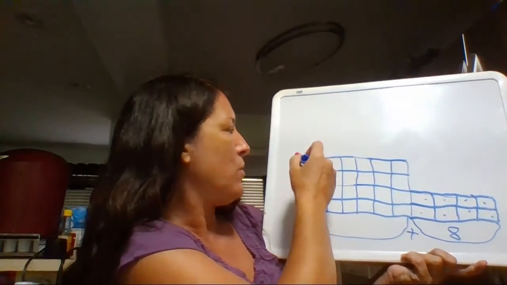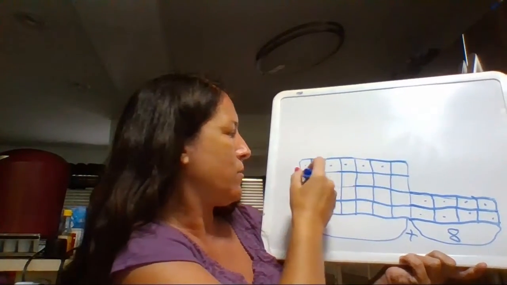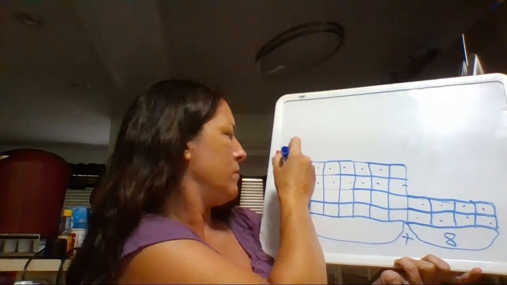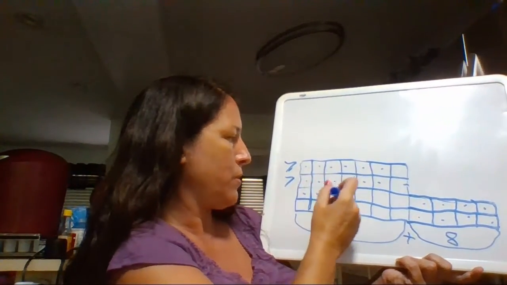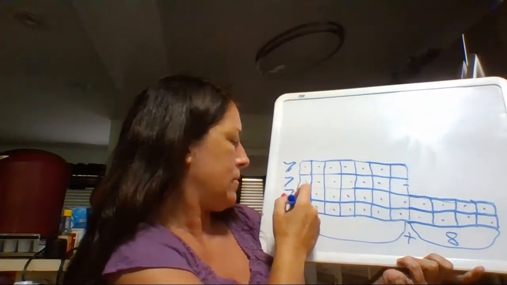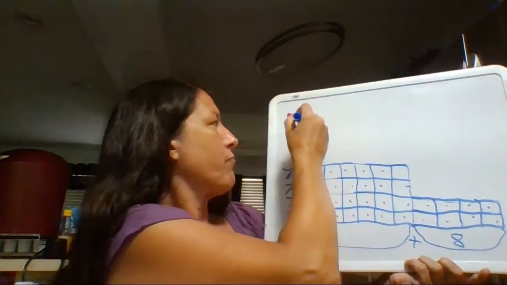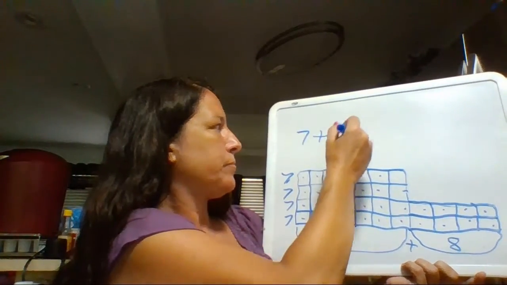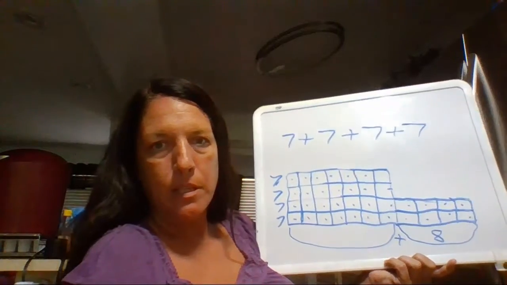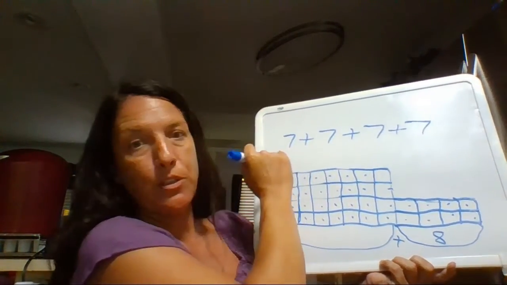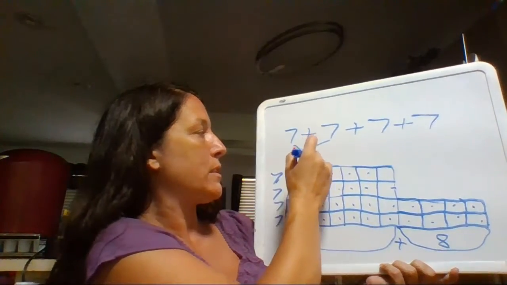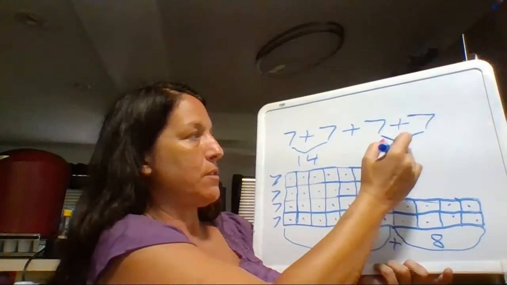We're going to come over here. We have 1, 2, 3, 4, 5, 6, 7 in each row: 7, 7, 7, 7. I see double facts all over the place. Do you? Yeah. That's why I want you to know them. What is 7 plus 7? 14. 7 plus 7 is 14.